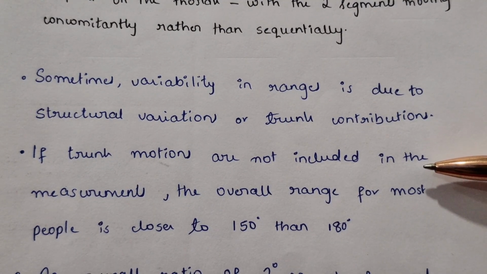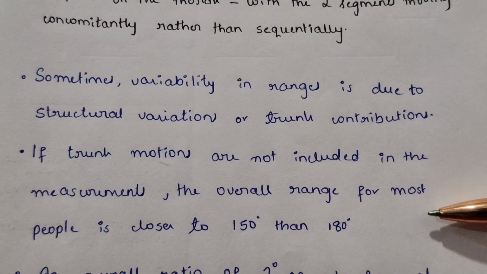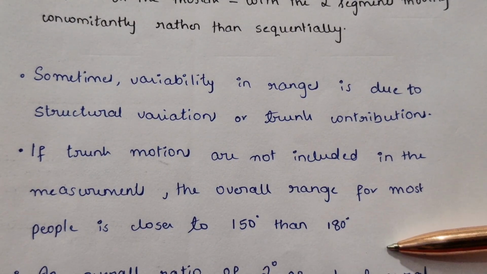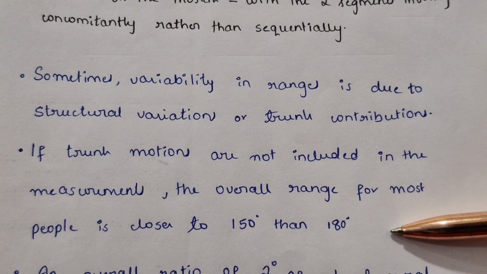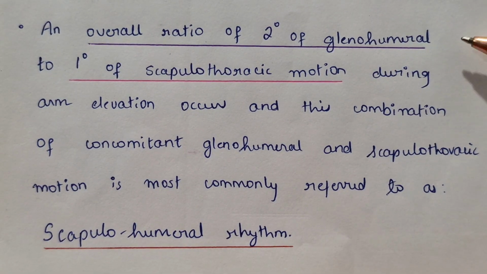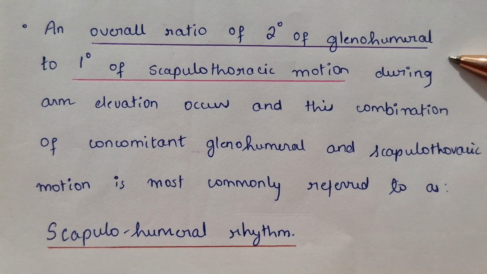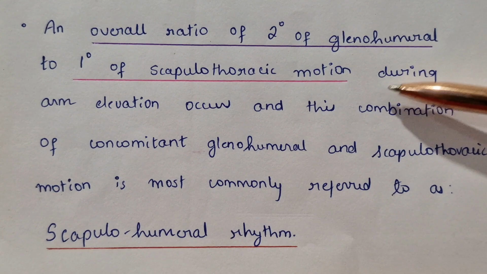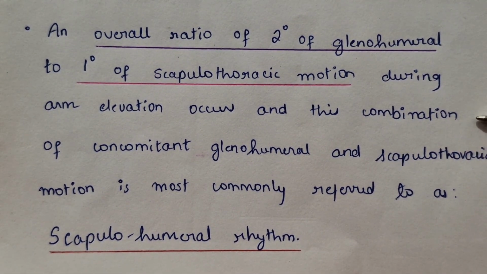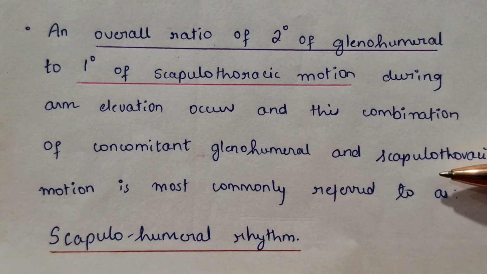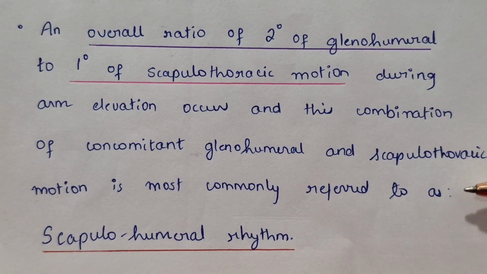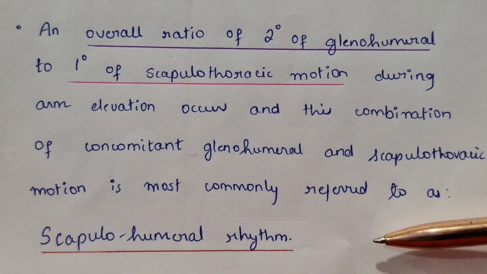If trunk motions are not included in the measurements, the overall range for most people is closer to 150 than 180 degrees. An overall ratio of 2 degrees of glenohumeral to 1 degree of scapulothoracic motion during arm elevation occurs, and this combination of concomitant glenohumeral and scapulothoracic motion is most commonly referred to as the scapulo-humeral rhythm.